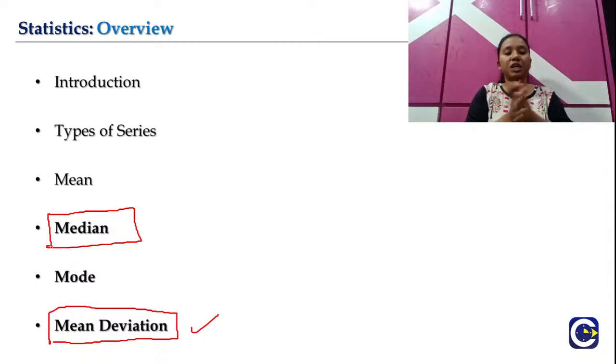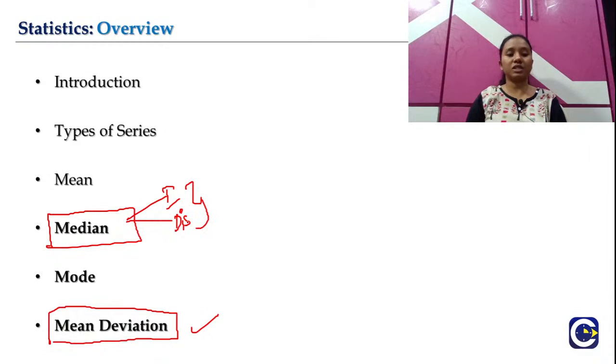Okay, so let me keep it this way. Did anyone remember how we found the median for the individual series as well as the discrete series? Does anyone remember the formula which I gave for both of these series? At least you can tell me what steps we followed in order to find the median. At least tell me for the individual series, because that's the very easiest one.